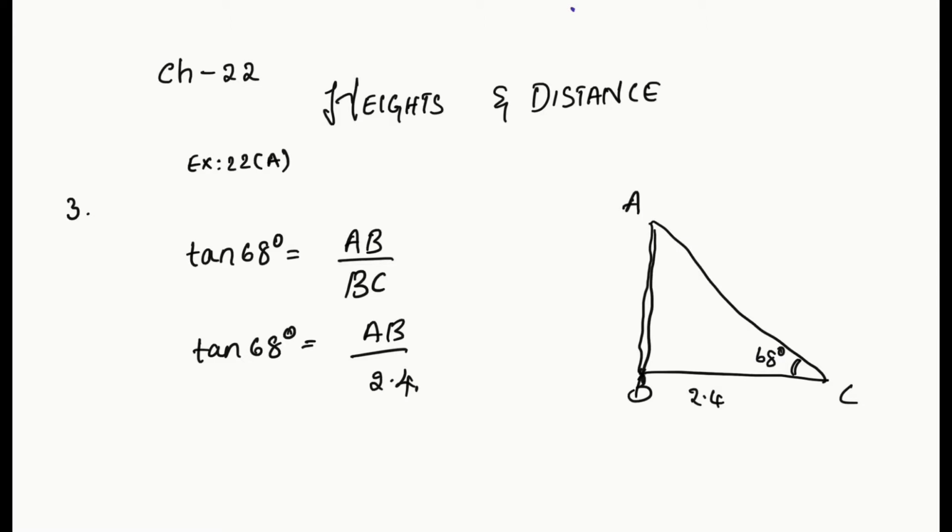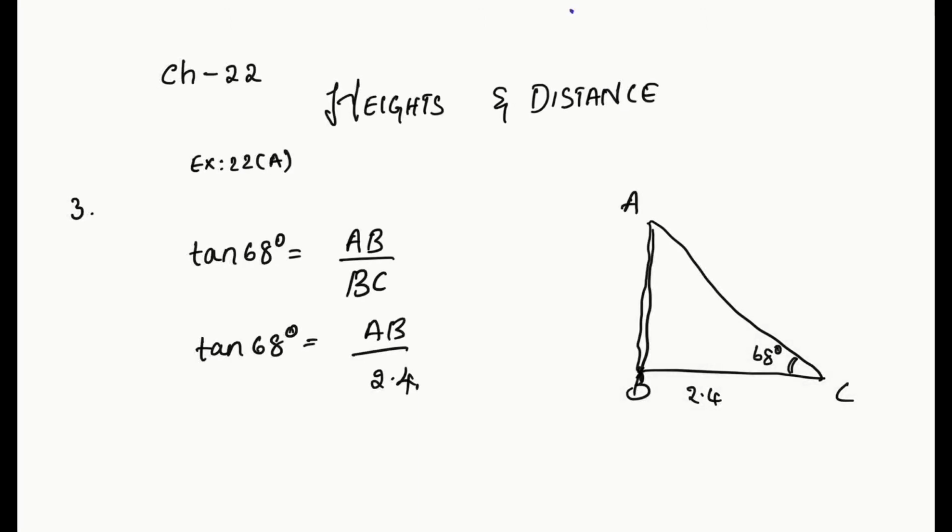In order to do that, let us go through the tan table once. It's in page number 456 in your textbook. On page number 456 you can see tan 68. Please go through the table. For tan 68, just look at the value under 0 degree. It is 2.4751.